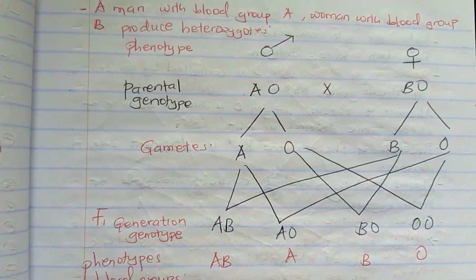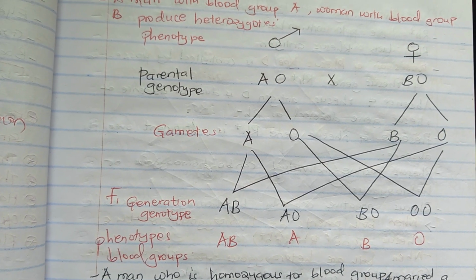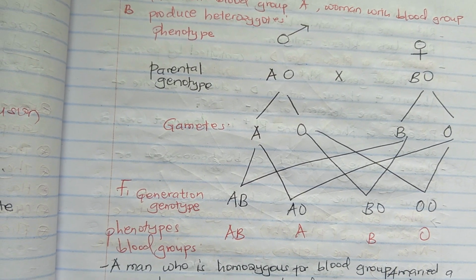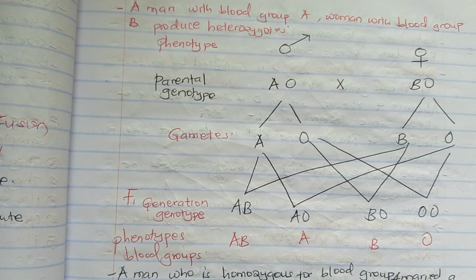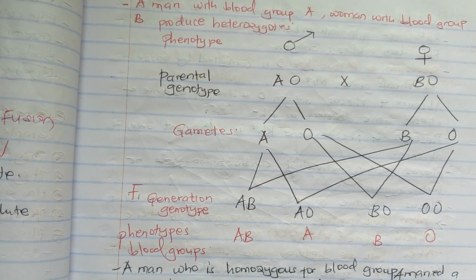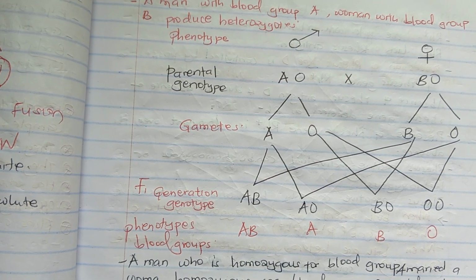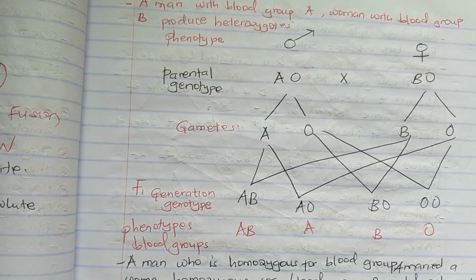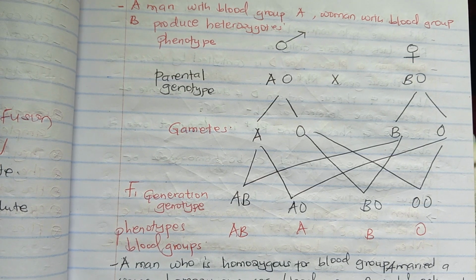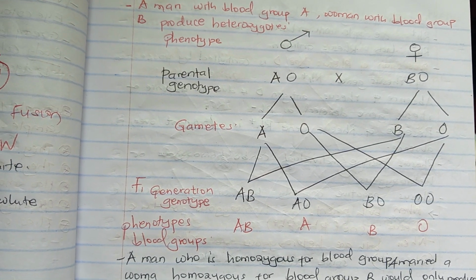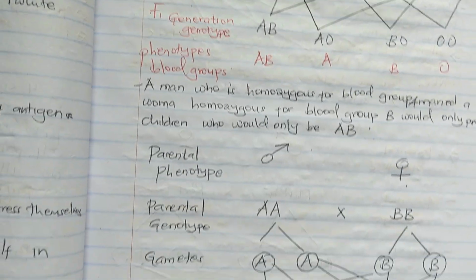A man with blood group A and a woman with blood group B can produce a child with blood group AB, but the parental genotypes have to be heterozygous: AO, having A and O, and BO. When you cross them, you get blood groups AB, A, B, and O. The fact that there is O means that those parents were heterozygous.